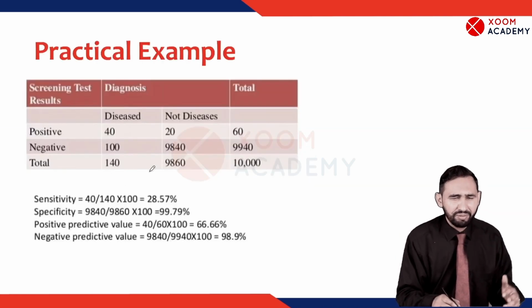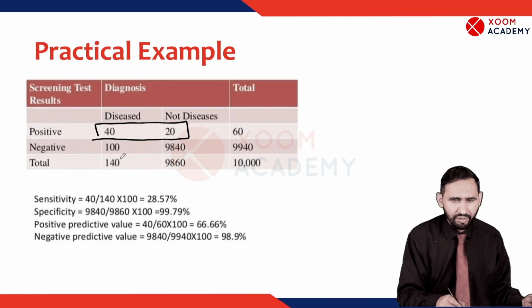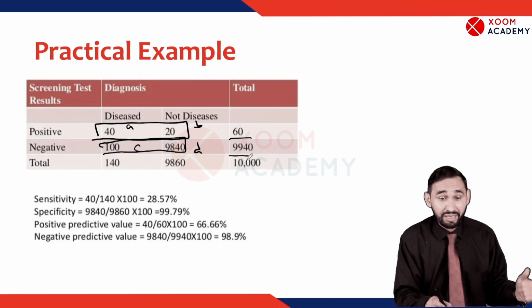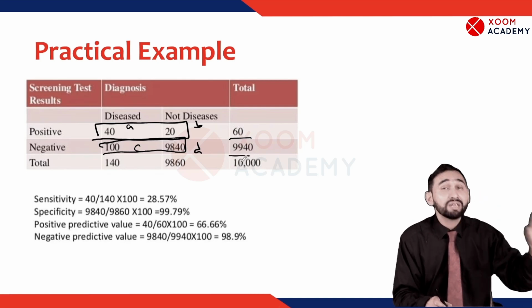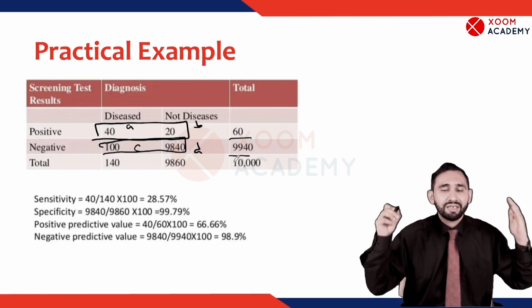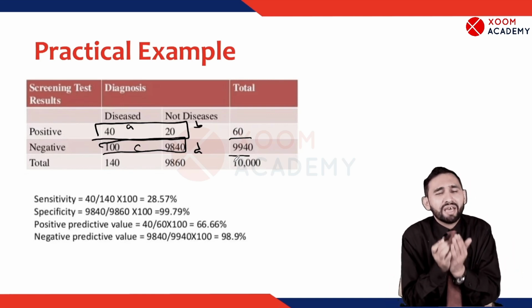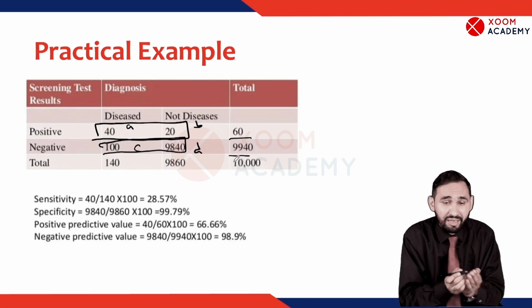This is the practical example: the screening test was positive for 60 individuals and it was negative for 9,940 individuals. You can label them as A, B, C, and D. 60 were positive and 9,940 were negative. But after conducting another test, only 40 were diseased, 20 were non-diseased. We can say that 20 were false positive. 100 individuals whose test was initially negative were diagnosed as diseased.